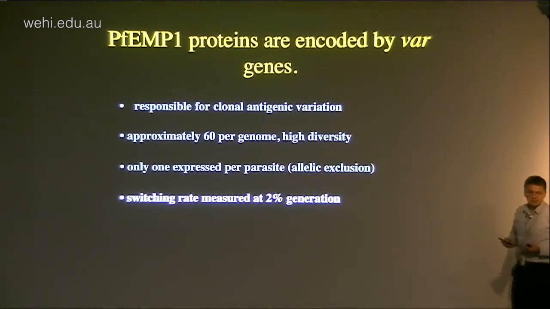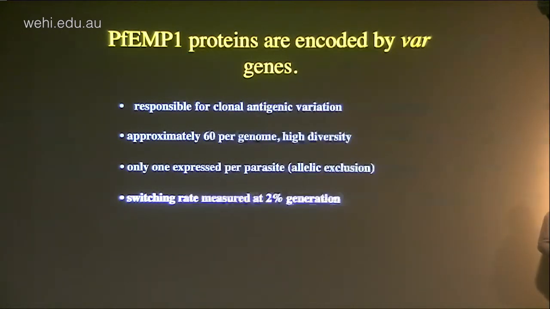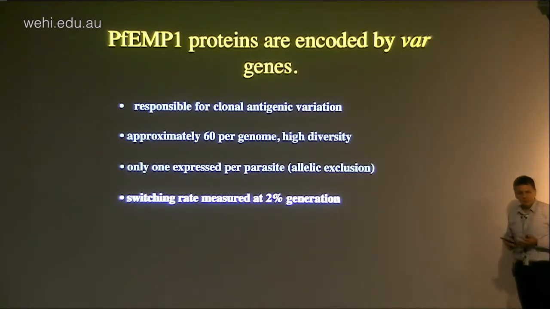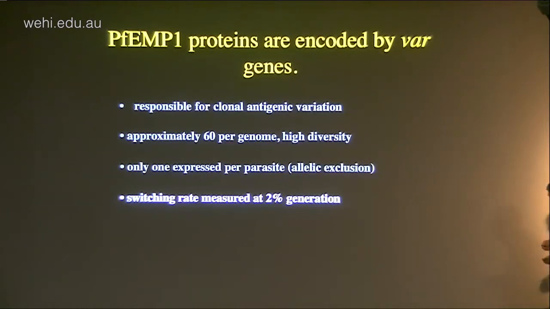That makes a lot of sense. The parasite does not want to expose all of its PFMP1 molecules to the host immune system. It just wants to expose a very small number. So there'll be one that it expresses for the most part, and then there'll be a small subset of the population that is switched to another or another few PFMP1 types.